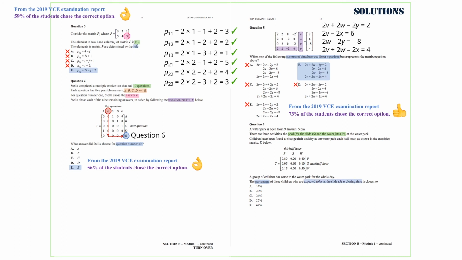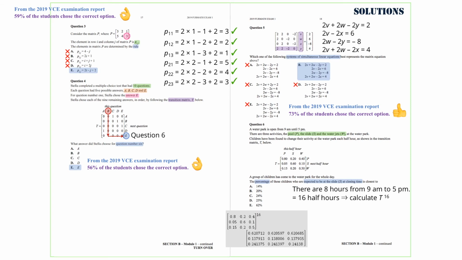The question is asking for the percentage of these children who are expected to be at the slide at closing time. From 9 a.m. till 5 p.m. there are 8 hours. Therefore, there are 16 half hours. So we can calculate T to the power of 16. From this calculation, the percentage of these children who are expected to be at the slide at closing time is approximately 14%. So the answer we are after is option A. From the 2019 VCE examination report, only 39% of the students chose the correct option.